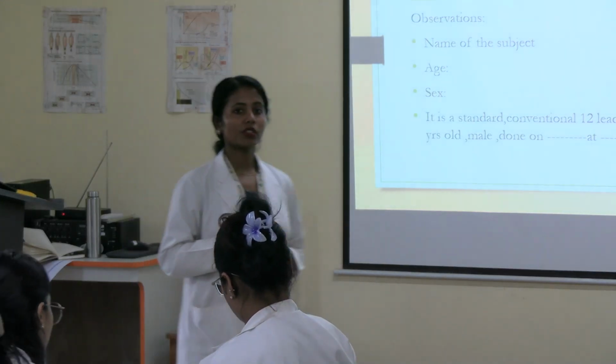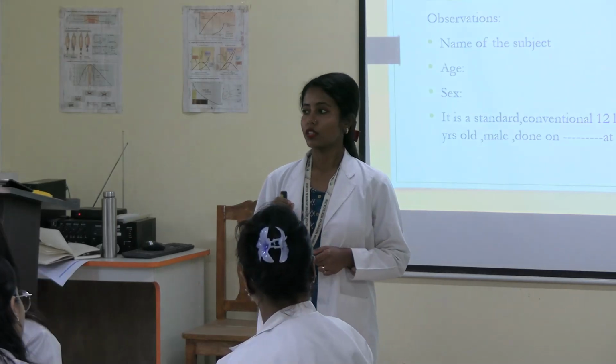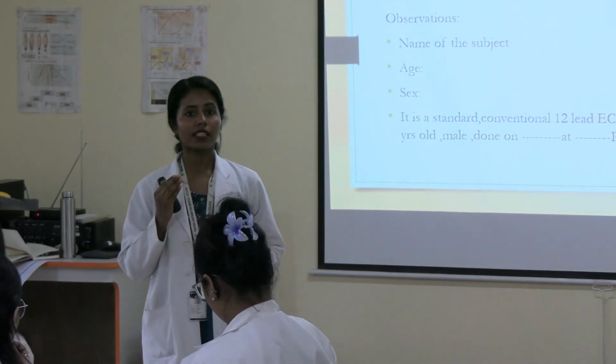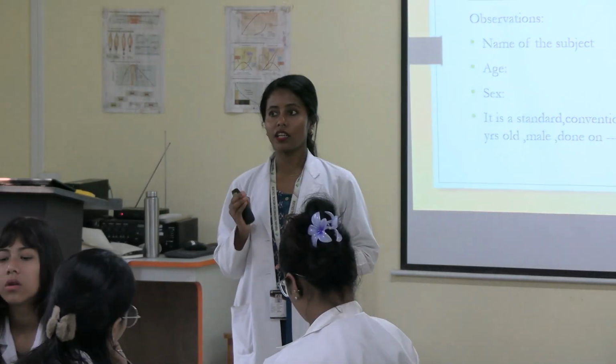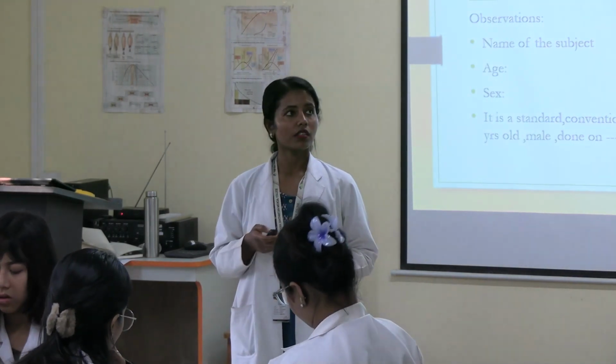So what should be the normal heart rate? Normal heart rate should range from 60 to 100. If it is less than 60, it is called bradycardia. If it is more than 100, it is called tachycardia.